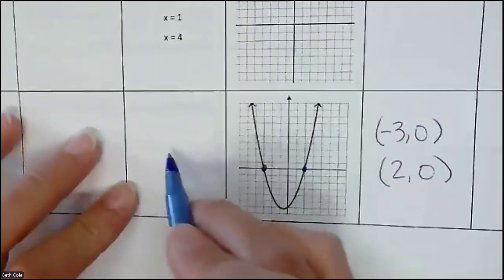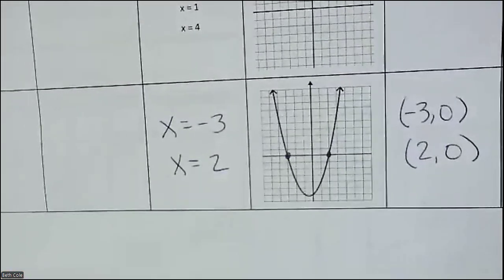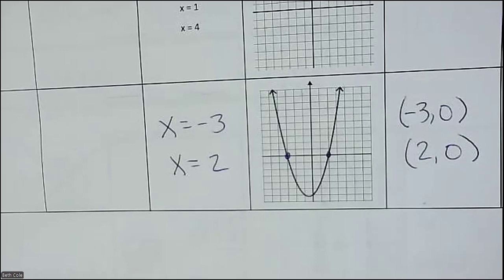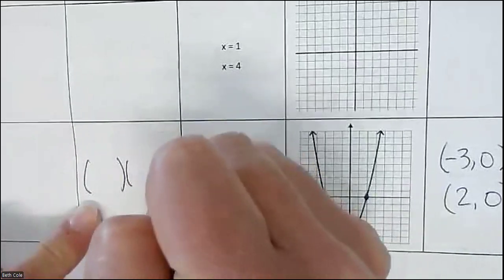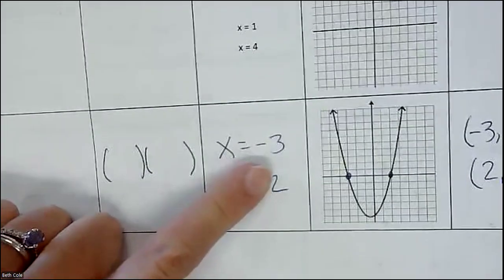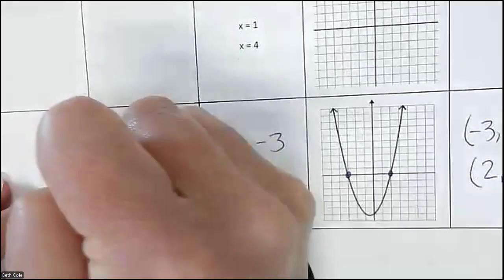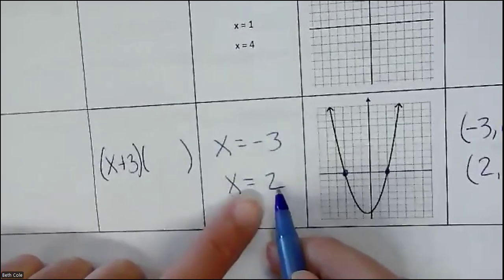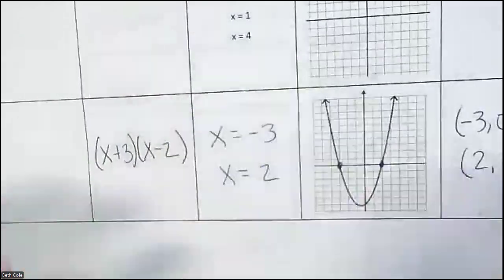Now, when you go and write your solutions, those are the same. X equals -3, x equals 2. They're the same. Miss Cole, it's the same thing? Yep. That's it. Now, when you go to do the factors, that's where it's backwards. So draw your 2 blank parentheses. If you want the answer to be -3, in that parenthesis, it's going to have to be x plus 3. And then if you want the answer to be 2, x minus 2.